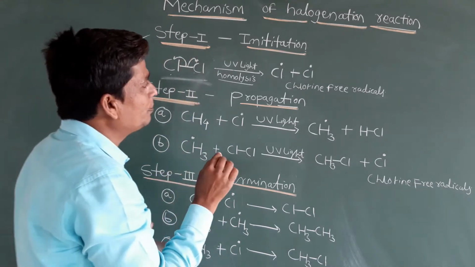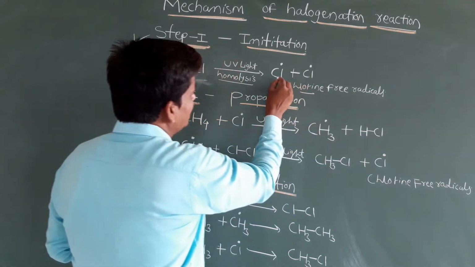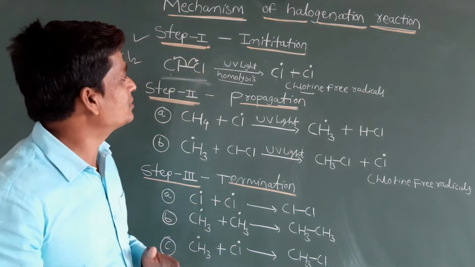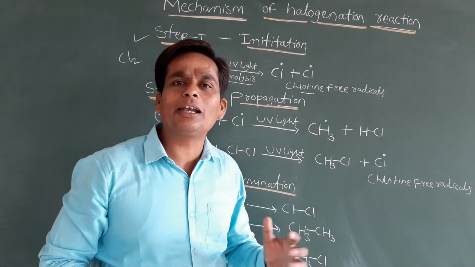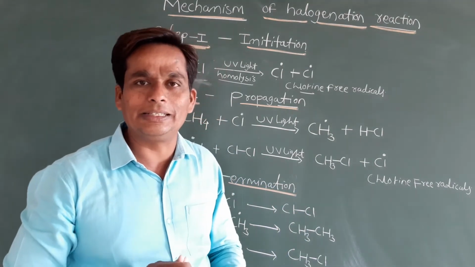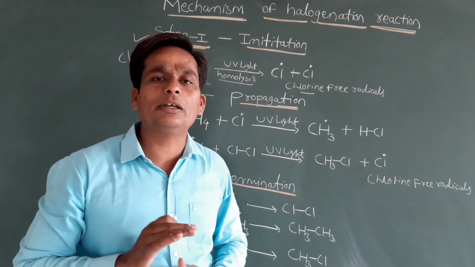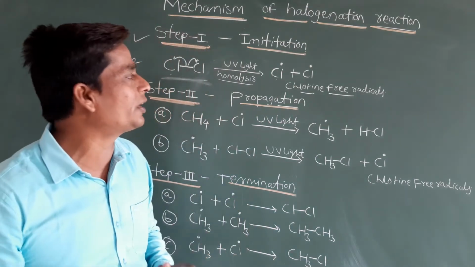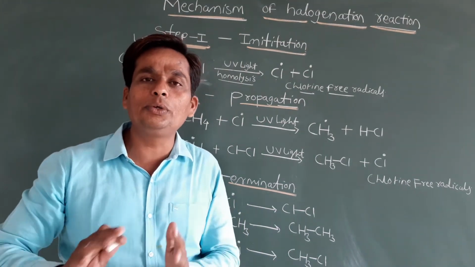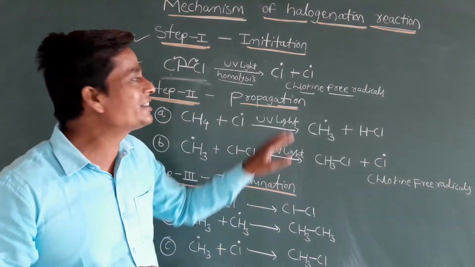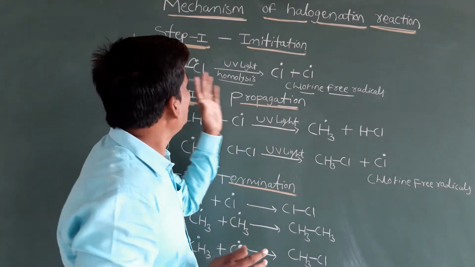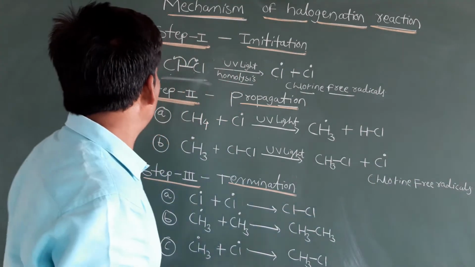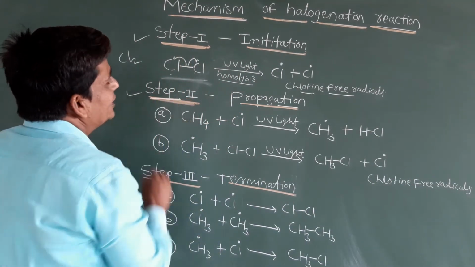Okay students, so simply we will get chlorine free radicals, like this: Cl dot plus Cl dot. This dot is nothing but a free radical. Free radicals are univalent species, so they do not have a specific charge. Uni means single, so they have a single electron. So in the first initiation step, we form the free radicals. Now see the second step, that is propagation.